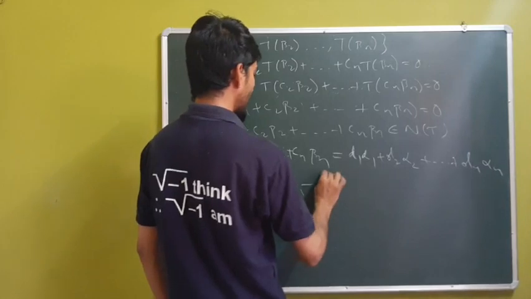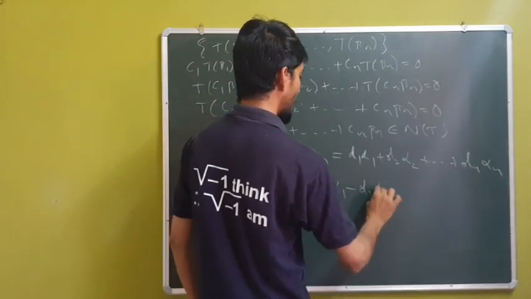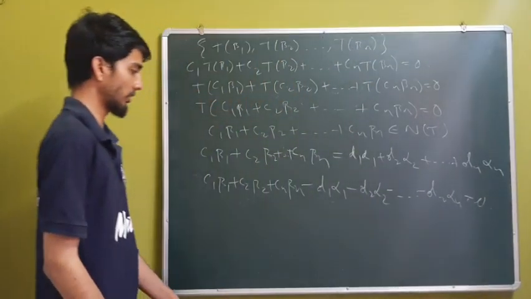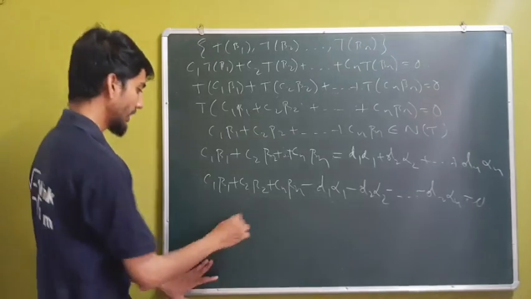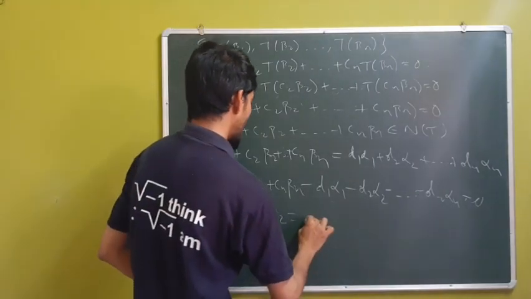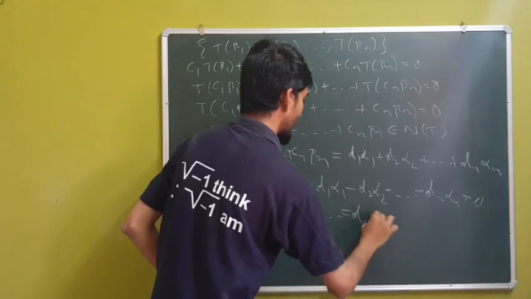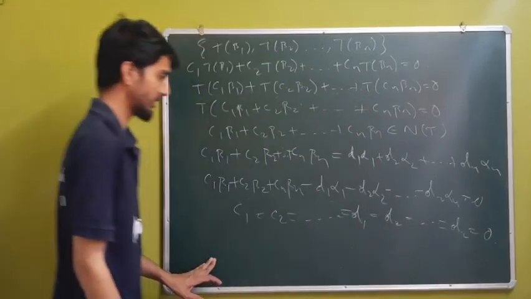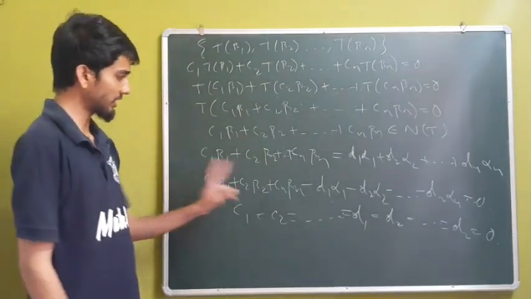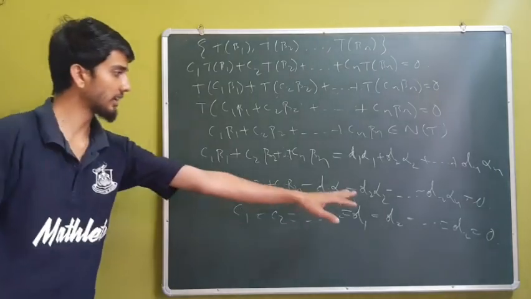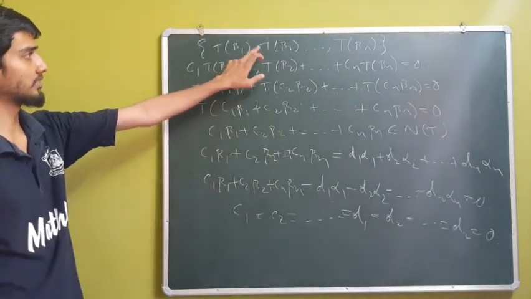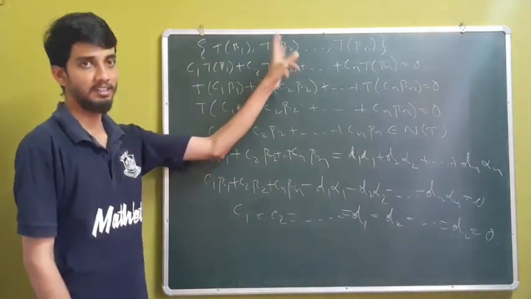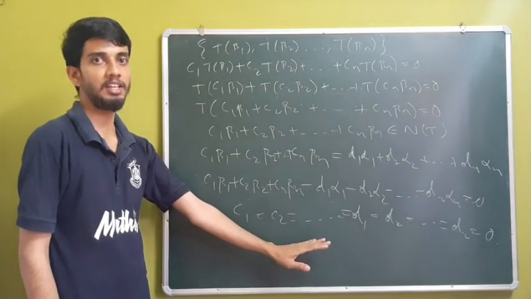beta n minus d1 alpha 1 minus d2 alpha 2 and so on up to dn alpha n must be equal to 0. This is possible if and only if all the scalars are 0, and since all the scalars are 0, we proved that this set is linearly independent, and previously we have proved that this set spans R of t, and now we have proved this is linearly independent.